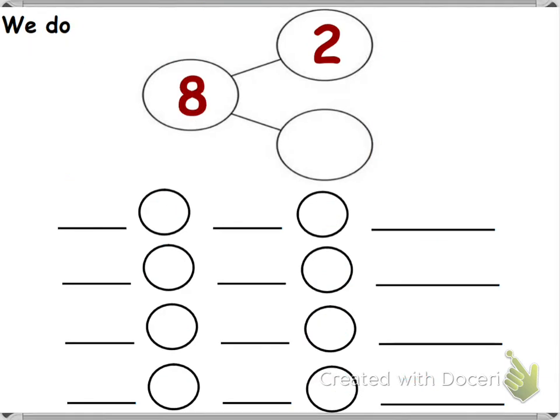All right, let's do another one. Ooh, we have a part that's missing. We have to find it and figure out what it is. 8 is our whole. 2 is our part. We have to figure out this missing part.